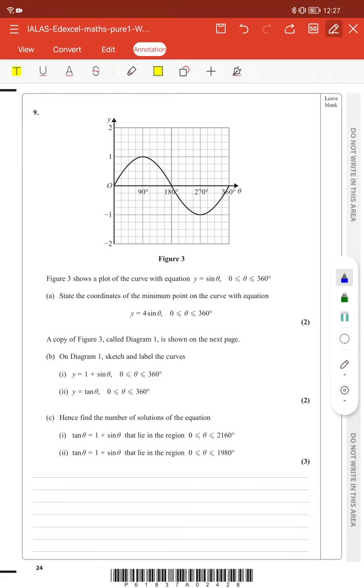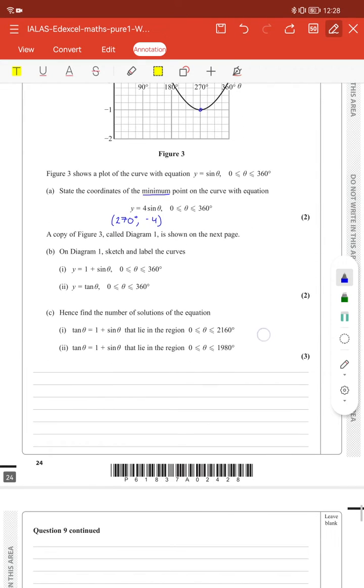And here it shows what y equals sine theta. State the coordinates of the minimum point. So the minimum point, we're not going to change the x coordinate. So it's going to be 270 degrees. And the y coordinate, 1 minus 1, will become minus 4. Because it only asks for the minimum point.